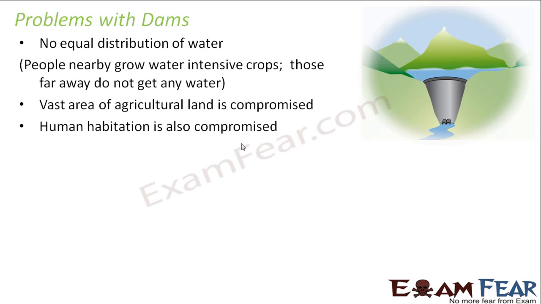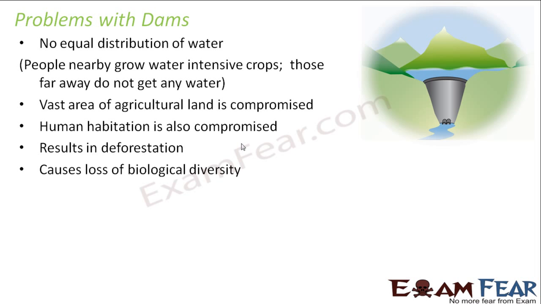Human habitation is also compromised. As I said, the local people are getting compromised. It results in deforestation, more and more cutting down of trees. Let us suppose you had a large green area which had trees and all, now you want to construct a dam, you'll cut down all those trees. So it results in deforestation.